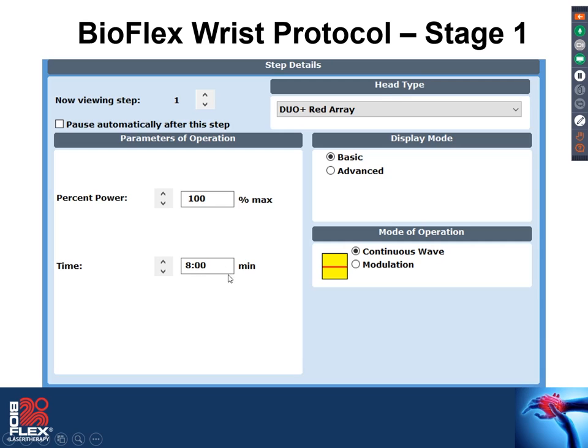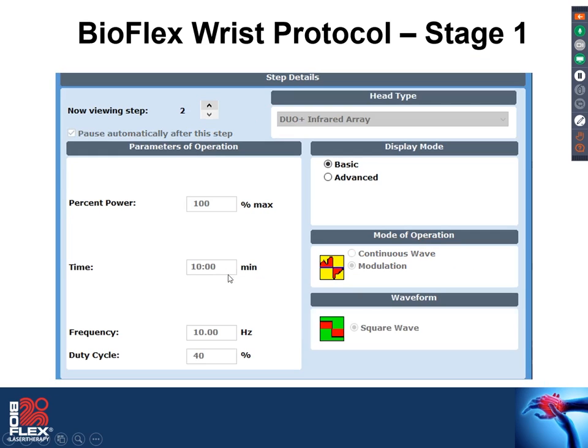Looking at 8 minutes for red, continuous wave. And then for infrared, again at 10 minutes, so a little bit longer. Notice the frequency, 10 hertz. Notice that the paper I talked about earlier also used 10 hertz. 40% duty cycle, so a fairly low initial stage 1 protocol that we use. And a total of 18 minutes over that wrist is usually what we try to do.